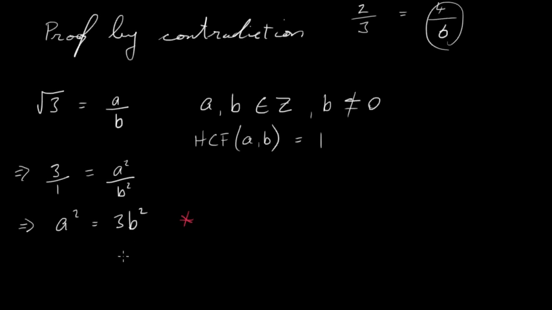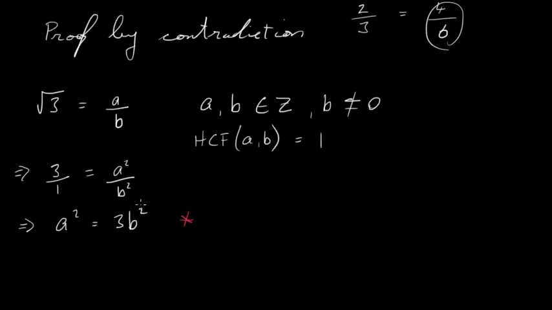So let's just look at what we've got here. We've got a squared. Remember, a and b are both integers, and remember that if you have an integer and you multiply it by an integer, you get an integer. That's one of the properties of integers. So we have an integer a, we multiply it by another integer a, same integer in fact, so this a squared is an integer.